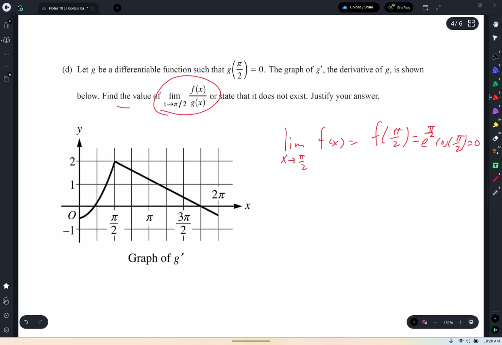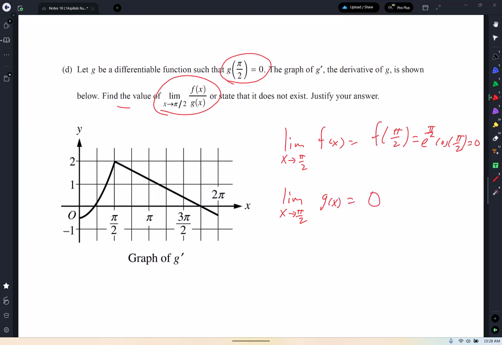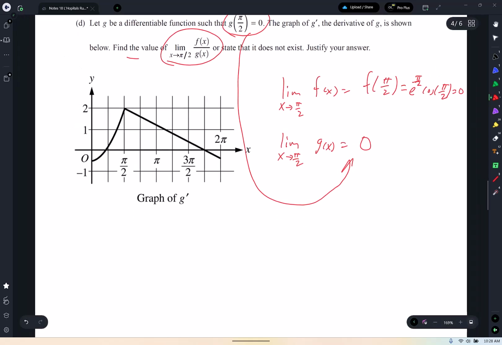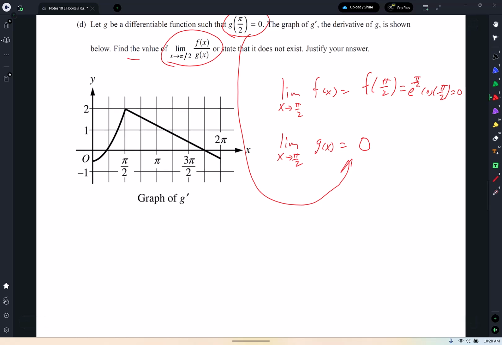And then they just told you, look at that right there. Limit as x approaches pi over 2 of g of x equals 0. How did you know that one real fast? They literally just told us right here that g of pi over 2 equals 0. So there it is. Let's see, what are we going to say?